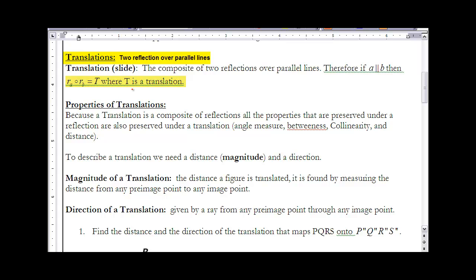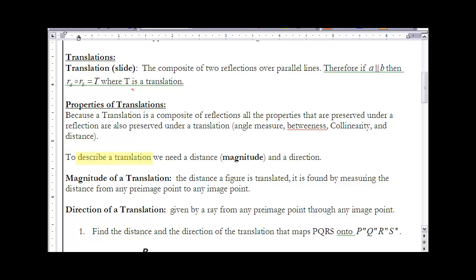Now, some properties of translations. Because a translation is two reflections, those things that we talked about being preserved in reflections, mainly angle measure, betweenness, collinearity, and distance, so that ABCD piece, are all preserved in translations because I'm still doing reflections. If they're preserved in reflections and I do more than one reflection, they must be preserved when I do that as well. So translations would have to preserve all four of those things as well.